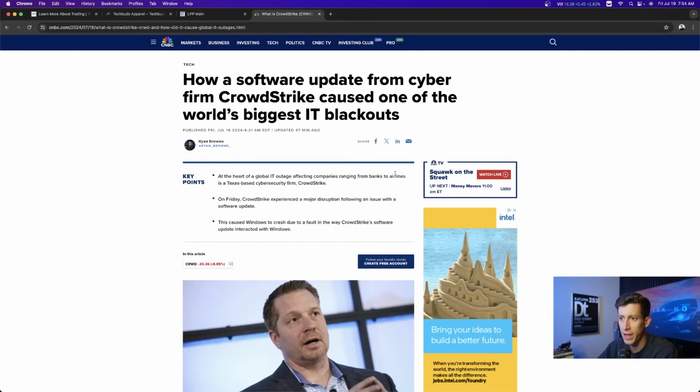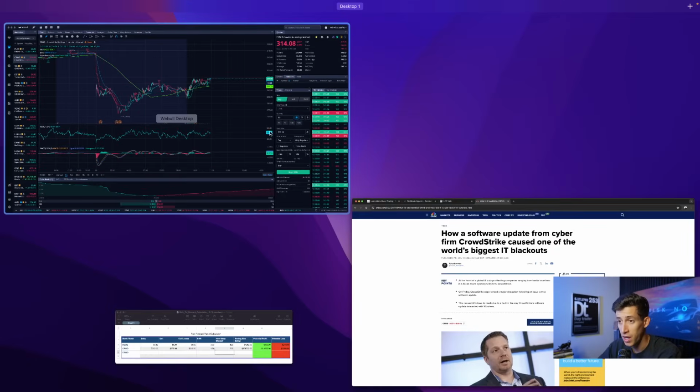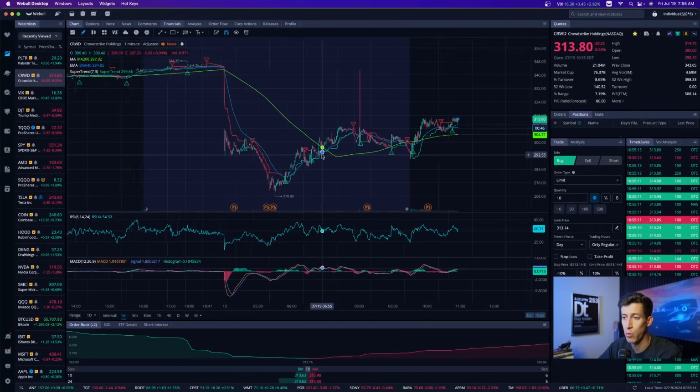The CEO talked about how it was the lack of a software update that led to this outage. A bunch of different companies that use this CrowdStrike software are receiving the blue screen of death, which pretty much means they're not able to use their computer and their software is not working properly.